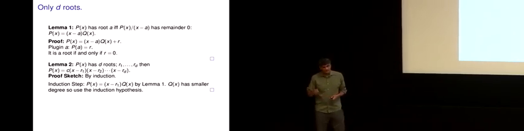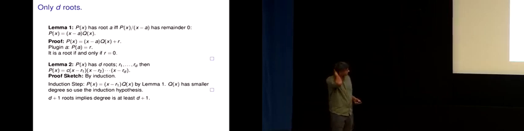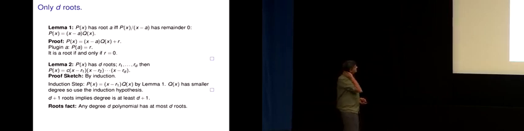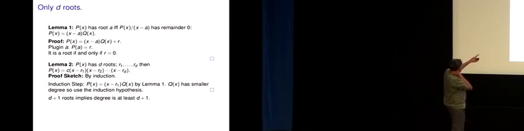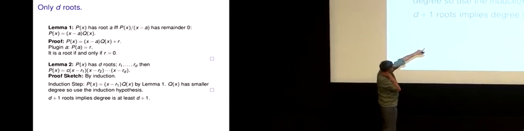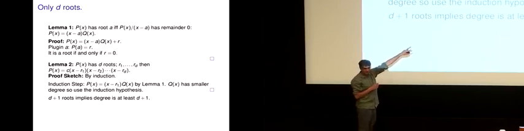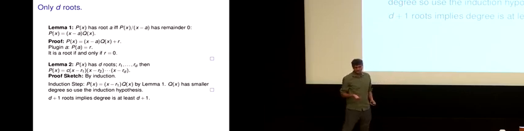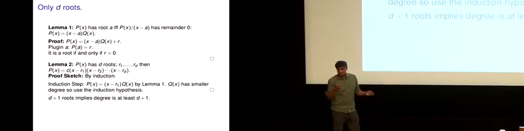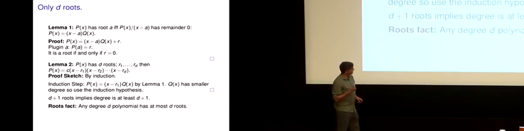Okay, so this says there's only one. The roots fact: d plus 1 roots implies degree is at least d plus 1. So now it says, if you have d roots, I've got to finish the roots fact, I apologize. If it has d roots, it looks like this. You can factor it like that. Now, if it has d plus 1 roots, it means you can factor it into d plus 1 terms. Now, if there's d plus 1 terms, what's the degree going to be? D plus 1. So that's a contradiction. So any degree d polynomial has at most d roots.